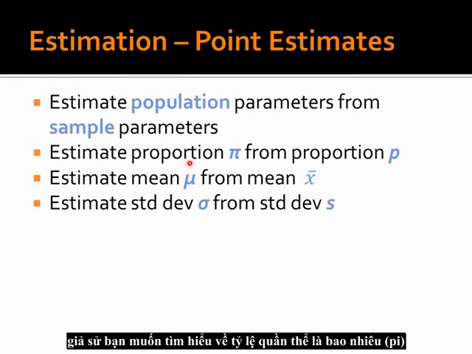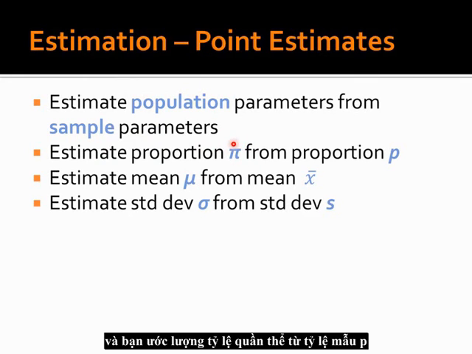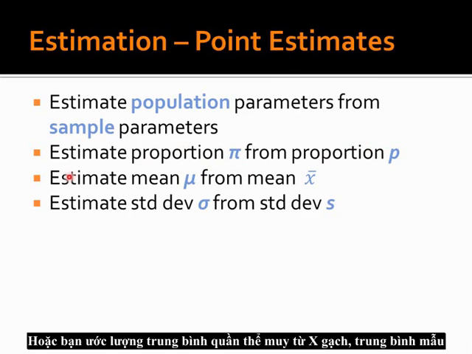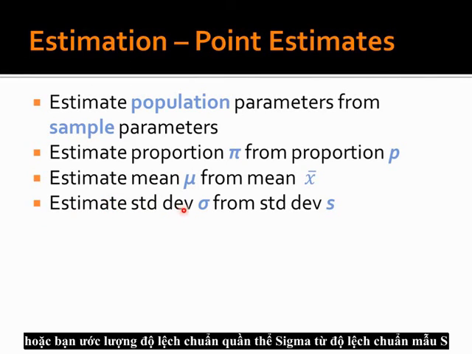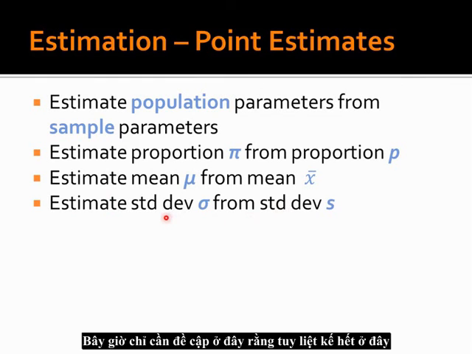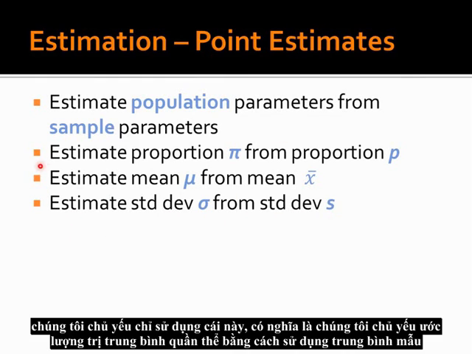So in other words, let's say you want to find out about proportions. You want to know the population proportion, or pi, and you estimate the population proportion from the sample proportion p, or you estimate the population mean mu from the sample mean x bar, or you estimate the population standard deviation sigma from the sample standard deviation s. Now just to mention here that despite all these, we are mainly only going to be estimating the population mean using the sample mean.